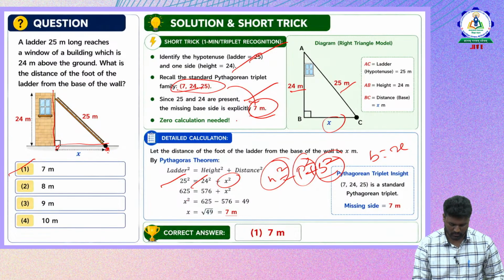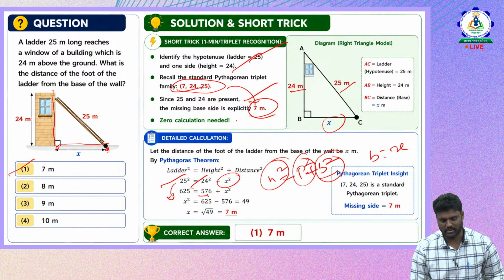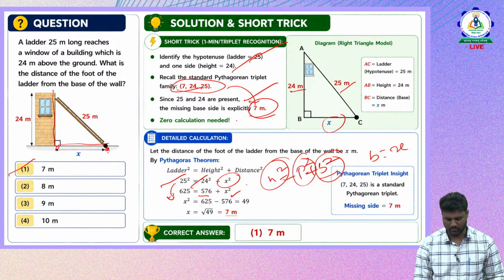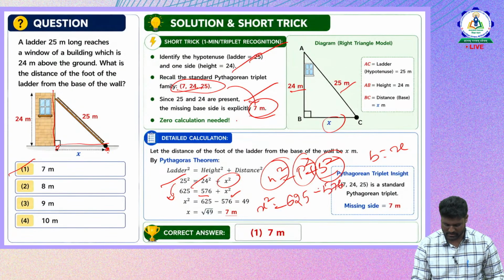Now if you simplify, 25 squared becomes 625, and 24 squared, 24 into 24, becomes 576. Now we need to identify x squared, so we can write x squared is equal to 625 minus 576. When 576 is taken to the left hand side, the sign changes, so it becomes minus 576. Now if you simplify this, x squared is equal to 49.